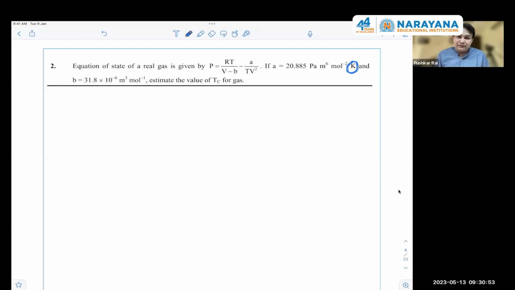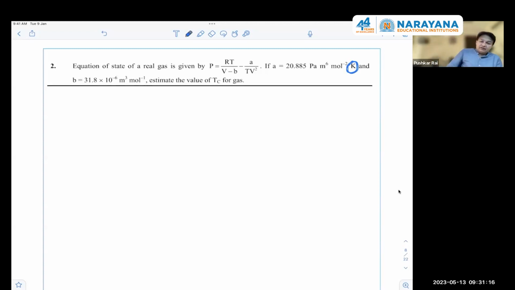The first step was probably taken by Mr. Berthollet, and he has given A. Here this A is not that van der Waals A. So for this problem, I specially calculated this A and put it here. If you solve this problem, you can estimate the TC for a gas according to the Berthollet equation. Nothing big deal about it.